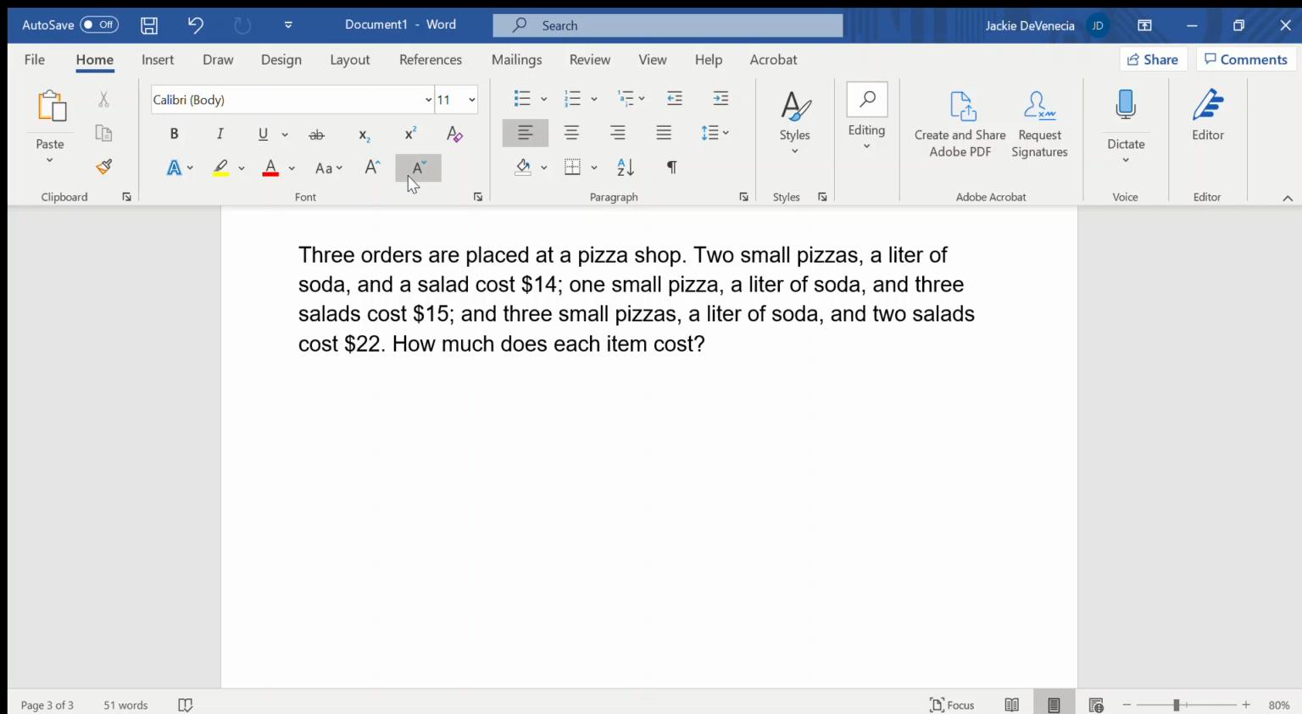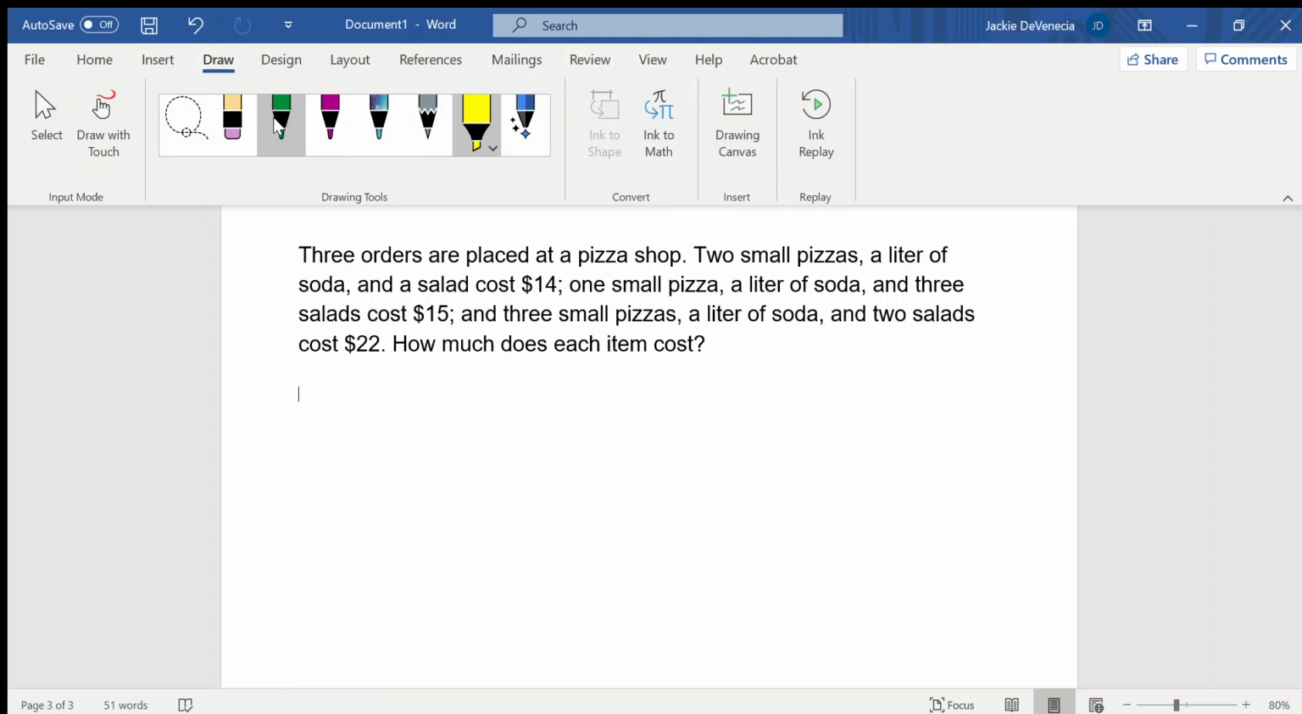Okay, so again, you want to go ahead and annotate this problem right over here. So first, we're going to circle those important numbers. So we have 14, we have 15, and then we have 22. We also have 2 small pizzas, 1 liter of soda and a salad. And then we have 1 small pizza, a liter of soda, and 3 salads. And then we have 3 small pizzas, a liter of soda, and 2 salads.